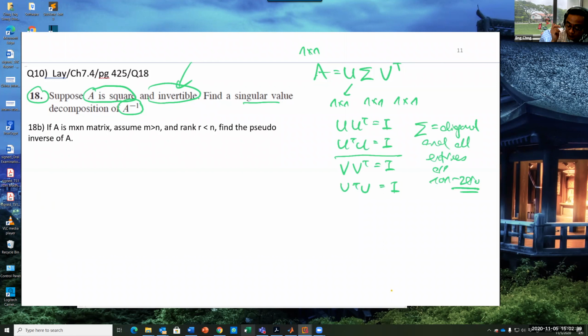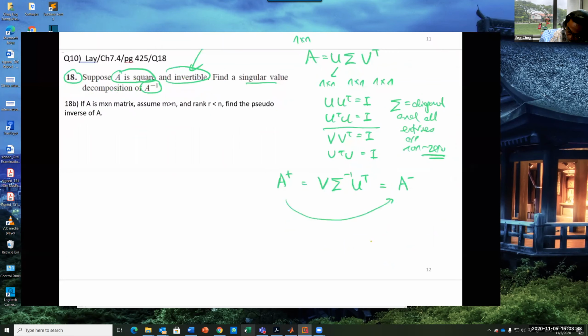Okay, so we have all these properties, and what is A plus? A plus is defined as V sigma inverse U transpose, and this will be equal to the inverse of A. So when A is square and invertible, the pseudo inverse and the inverse agree. So it's not magical. You will realize that the pseudo inverse is a very powerful inverse. It can deal with square, and it can deal with non-square, and not only that, it can deal with a rectangle that has dependent columns. So it is like a Superman, the SVD and the pseudo inverse. All right, so let's prove to ourselves why this is so.